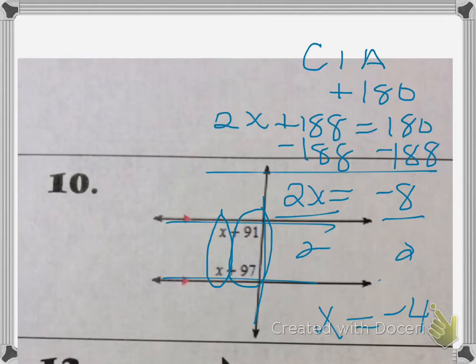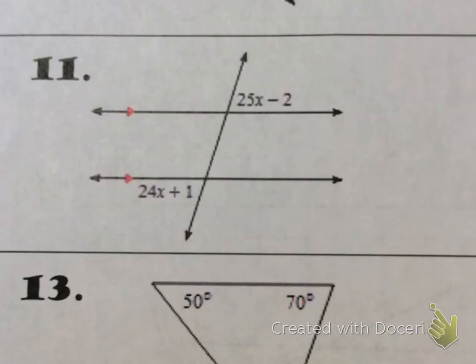All right, let's take a look at the next one. Number 11. I have two parallel lines cut by a transversal again, so I need to decide what kind of angles these are so I know which rule to follow. Both the 25x minus 2 and the 24x plus 1 are on the outside of the parallel lines. They're on opposite sides of the transversal. So outside parallel lines on opposite sides of the transversal, those would be alternate exterior angles.